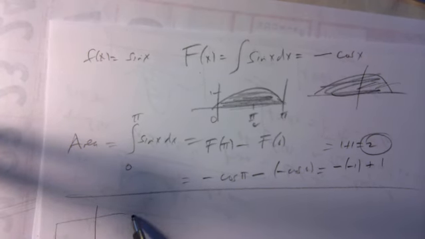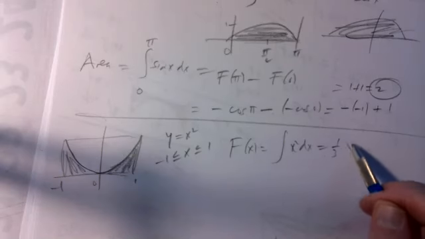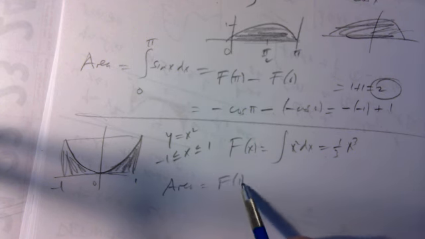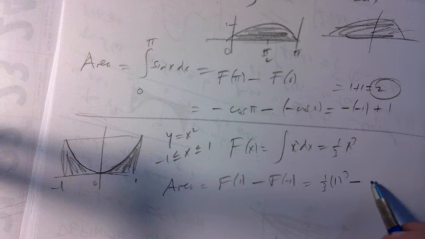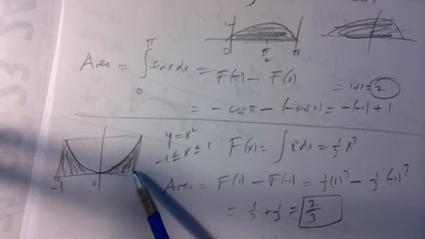And what about the other example I gave, where we take y equals x squared for x between minus 1 and plus 1, and I want to find the area under the curve. So if I let capital F of x be the integral of x squared dx, that's 1/3 x cubed, plus a constant, but I don't need the constant here. So the area is F of 1 minus F of minus 1. F of 1 is 1/3 times 1 cubed, minus F of minus 1, which is 1/3 times minus 1 cubed. 1 cubed is 1, minus 1 cubed is minus 1, minus times minus is plus, and 1/3 plus 1/3 is 2/3. So the area under this curve from minus 1 to 1 is equal to 2/3.